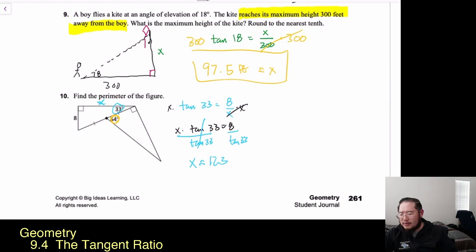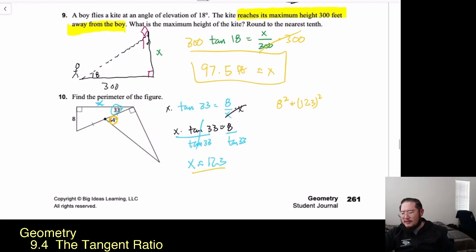8 squared plus d squared, which is 12.3. All right, that's what we just got right there. That's equal to c squared. So we can figure out the entire piece right there. Start plugging things into your calculator and make sure you do not round until the very end. All right, so we have 8 squared, I got 64. And then 64 plus 12.3 squared right here. That gets me 215.29. And that's equal to c squared.